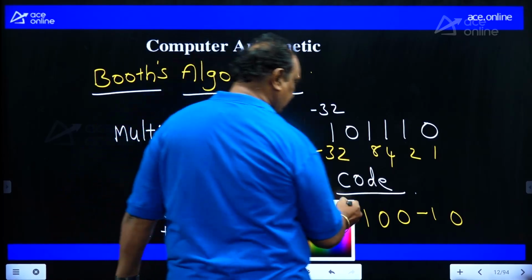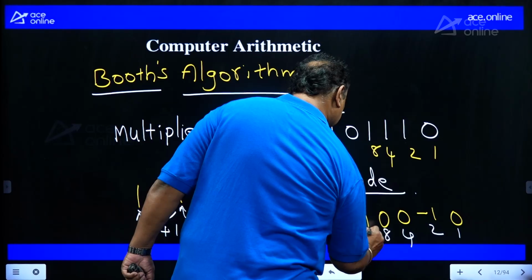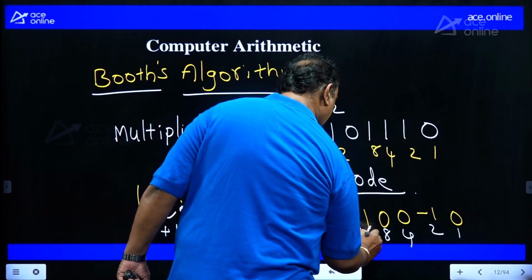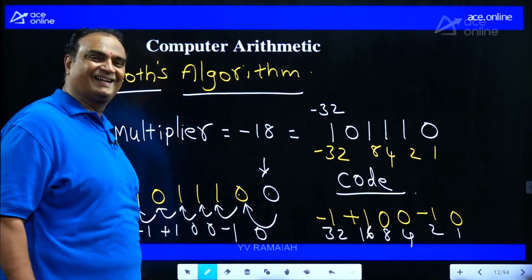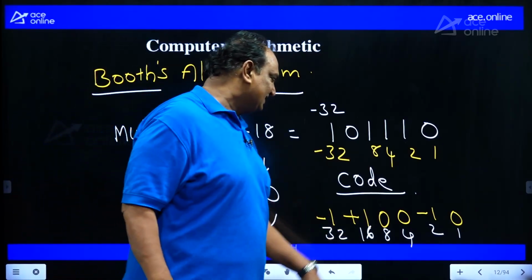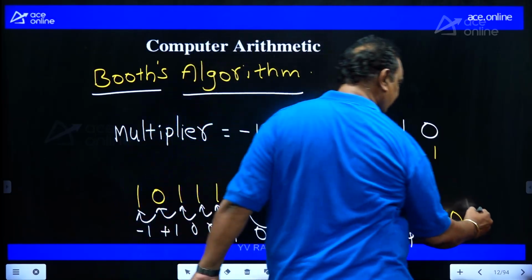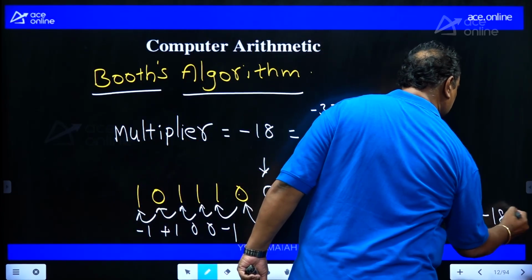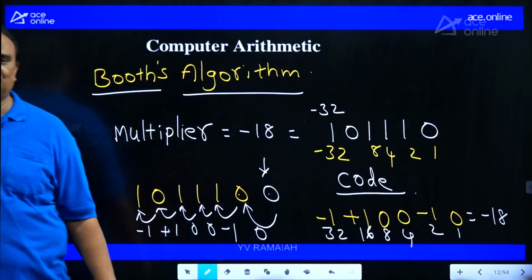In this, look here, 1, 2, 4, 8, 16, 32. I am going to self-check whether our answer is correct or not. Minus 32 plus 16 means minus 16, minus 2, minus 18. It is the procedure how to check our Booth's code for the given multiplier. Okay?